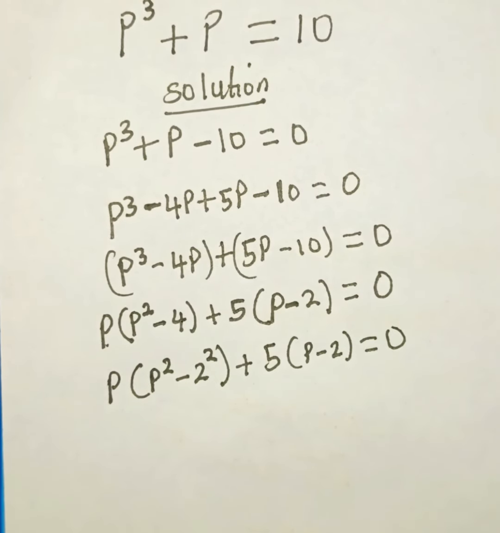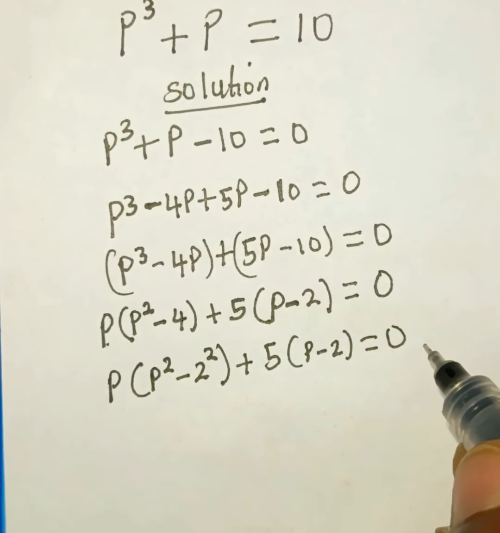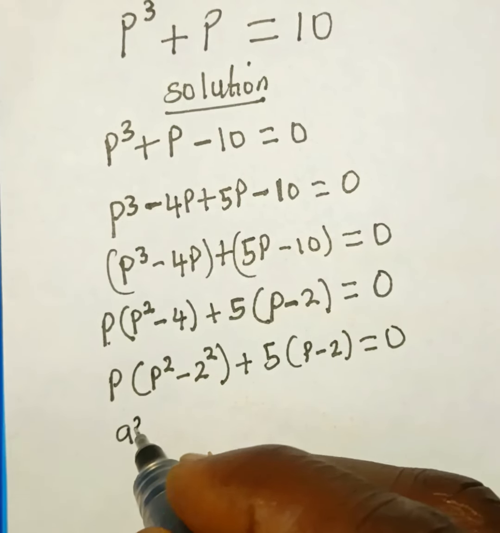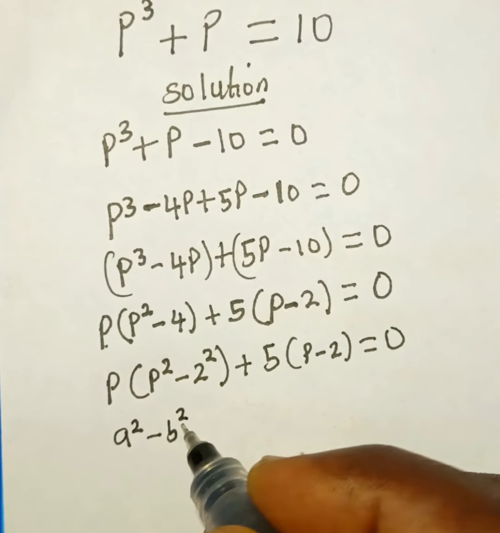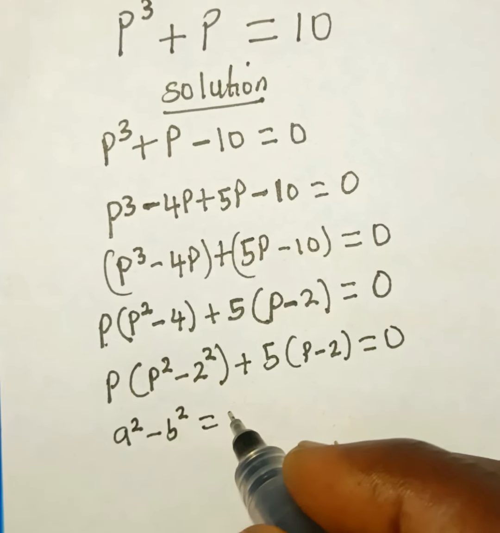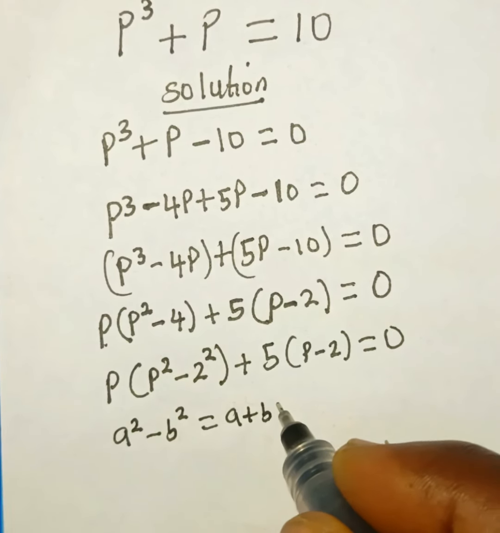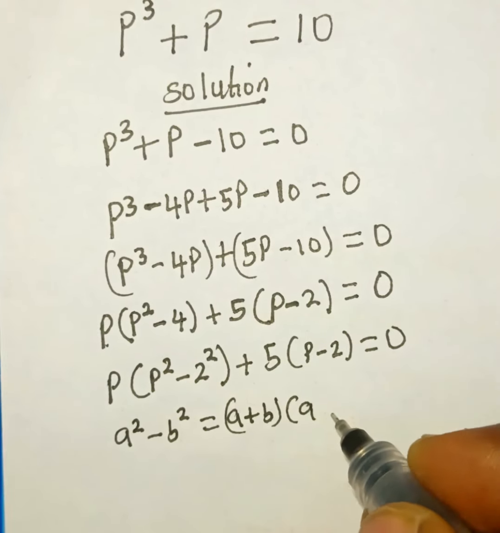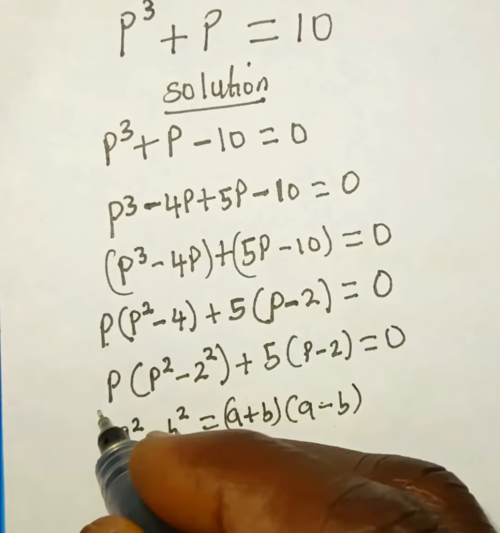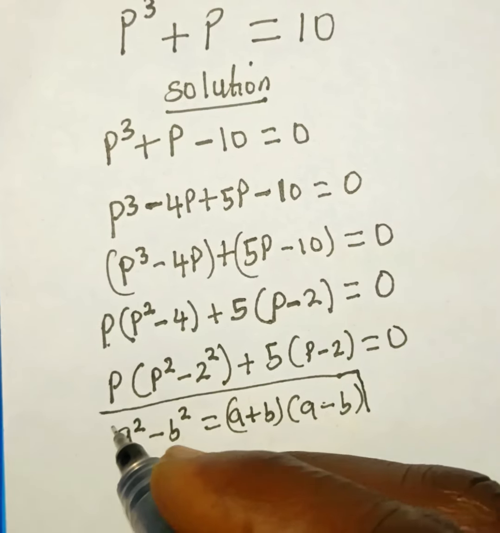Now from here we are going to recall that when we have a raised to the power of 2 minus b raised to the power of 2, this is the same as a plus b multiplied by a minus b. So this is the simplification of the difference of two squares.